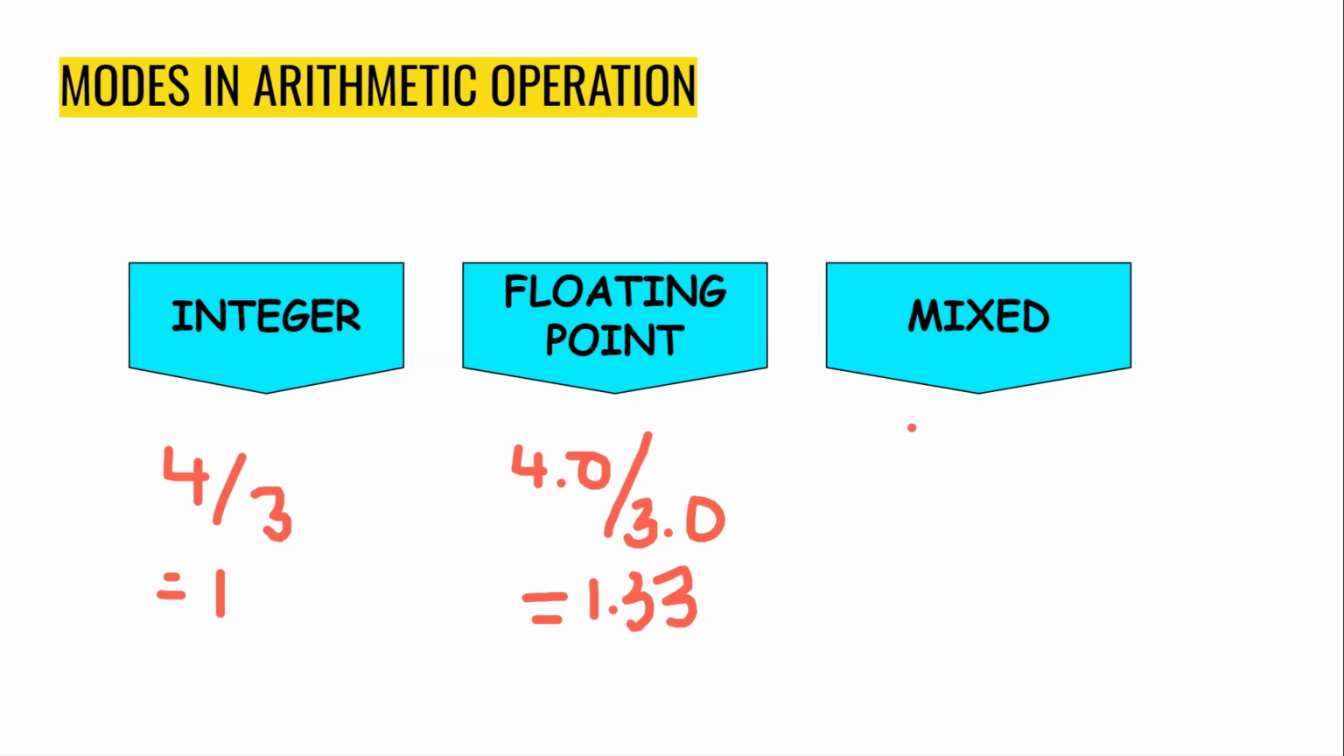Then we have the mixed mode. One operand is of integer type and the other operand is of floating point type. The mode of operation is said to be mixed mode. The result will be of floating point type, the higher data type. So we have 4 as the numerator, which is of integer type, and the denominator is 3.0, which is floating point type. The result will be of floating point type, 1.333, which is the higher data type. These are the three modes of operations.